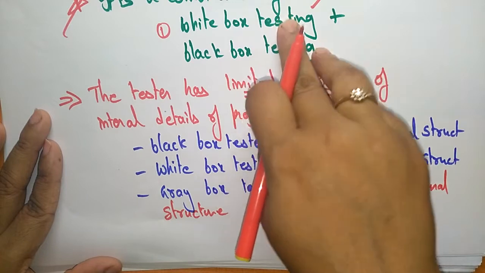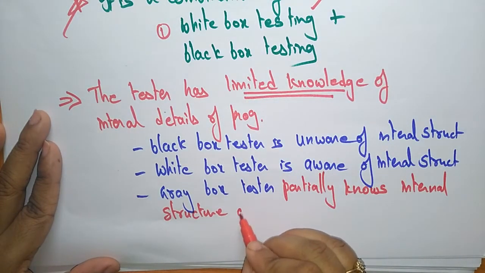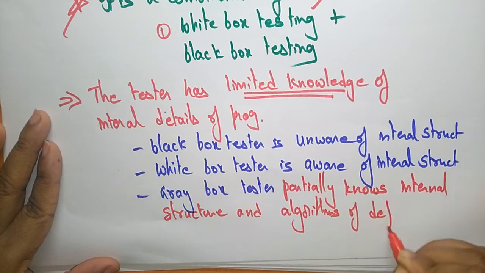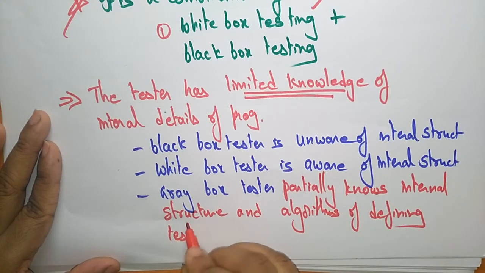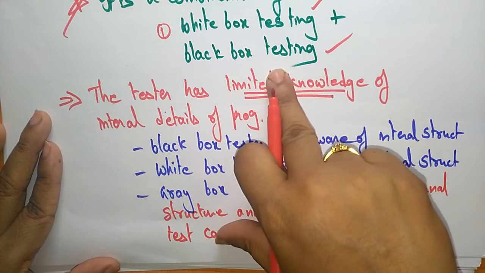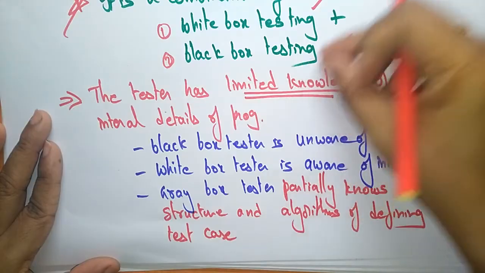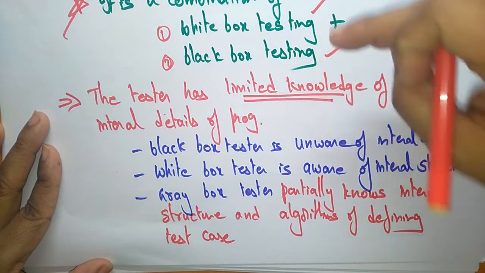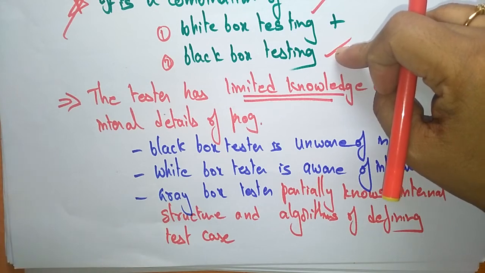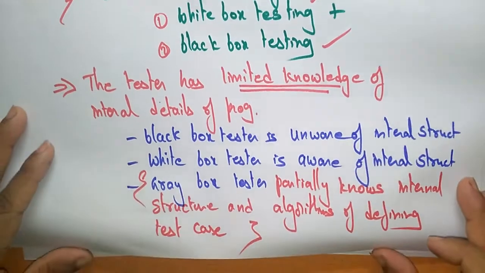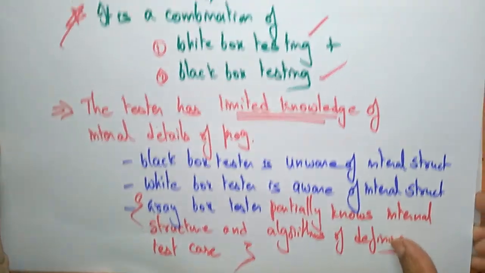he partially knows the internal structure, that is white box testing, and the algorithms of defining test cases. That means the functionality of the system is also known, so that means black box testing. So it is satisfying both conditions. Gray box testing has limited knowledge of internal details, and it has an idea about the algorithms for defining all the test cases. That's why gray box testing is a combination of both white box testing and black box testing.